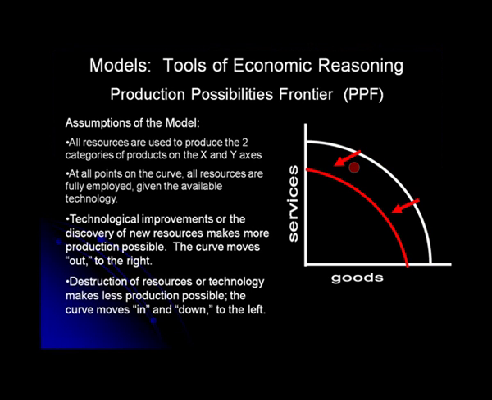And finally, we get back to the problem of disasters. What happens when resources or technology are destroyed? Less production is possible. The frontier shrinks as the curve moves in and down to the left.